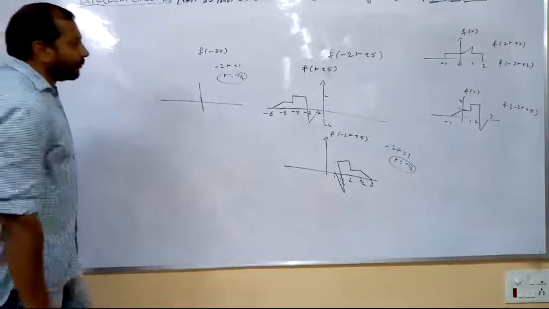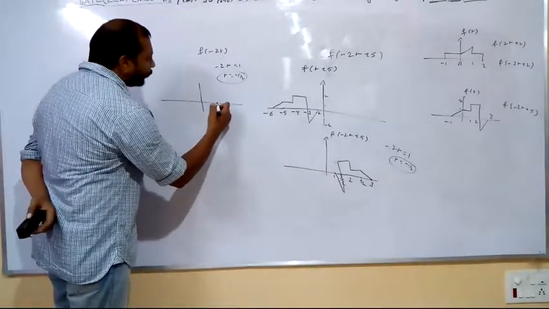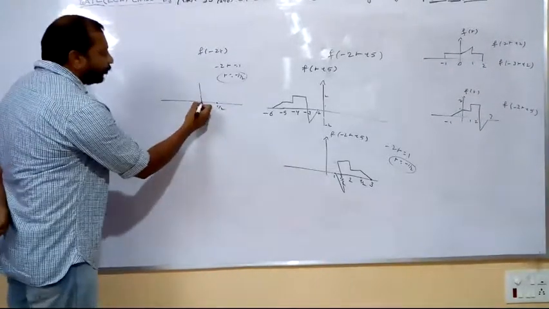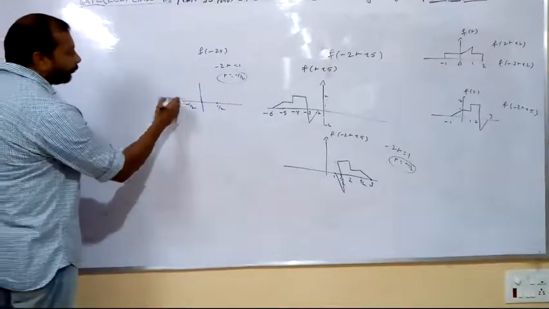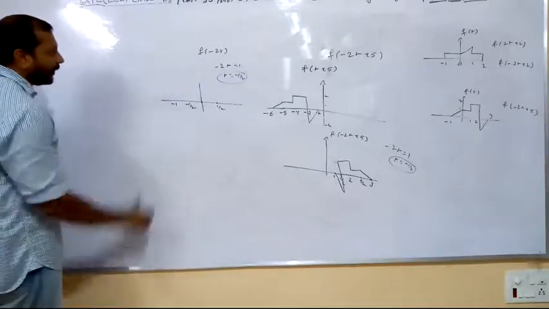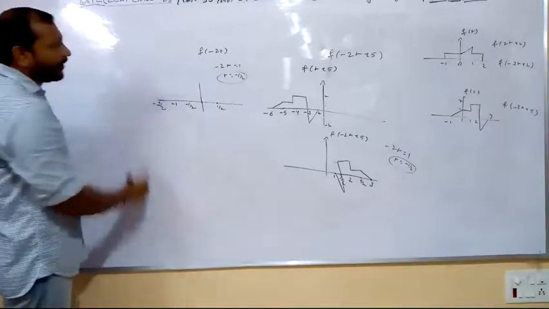Then this minus 1 will become 1 by 2. And the corresponding 0 will become 0 only. Corresponding 1 will become minus 1 by 2. And corresponding 2 will become minus 1. And corresponding 3 will become minus 3 by 2.